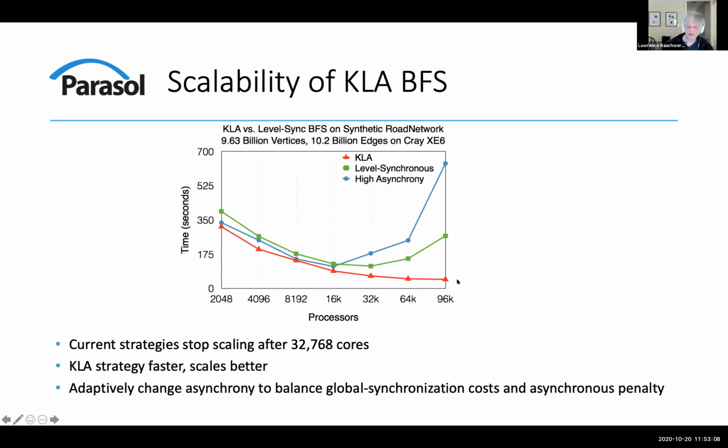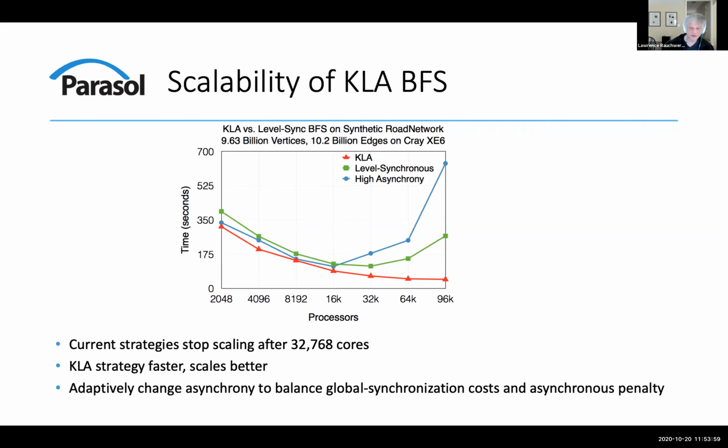So this is what you can see. In red is our method, up to 96,000 processors. If you do the BSP, the level-synchronous style, then you get it here. Once the number of processors is higher and you're more dominated by communication, the execution time starts increasing. So it's certainly not scalable. And if you have completely asynchronous execution, which you would like but doesn't really work, then at higher processor numbers the execution time becomes very high. So the KLS strategy scales better and it's a little bit faster.